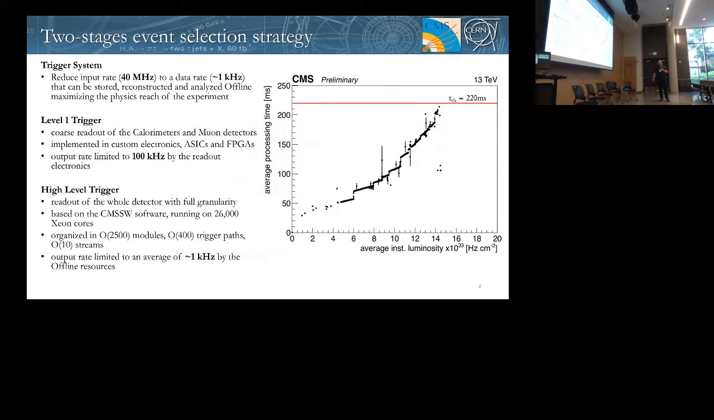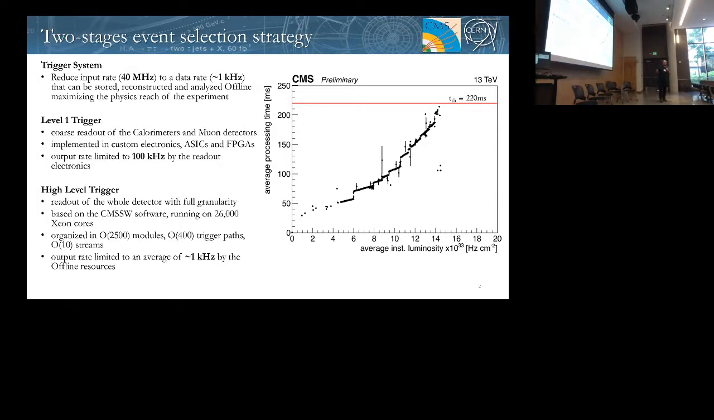So I will give you a brief introduction about the event selection strategy of CMS. It's 2 stages. There is a low-level trigger, which is reducing the input rate from 40 megahertz to 1 kilohertz, and this amount is such that it can be stored and reconstructed. And we have a high-level trigger. I should have updated this number.